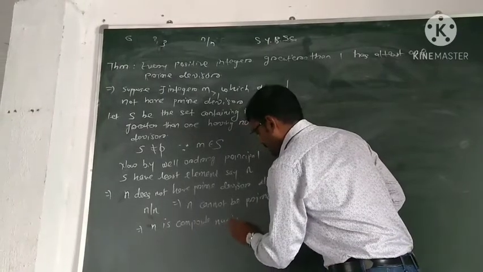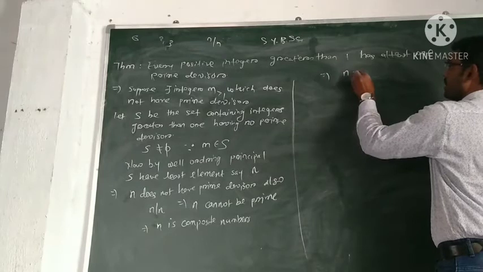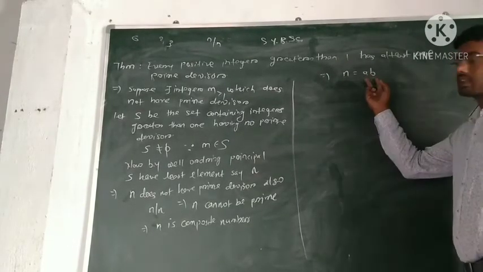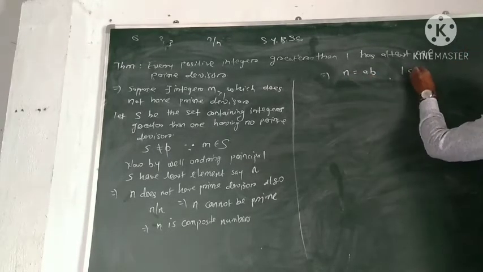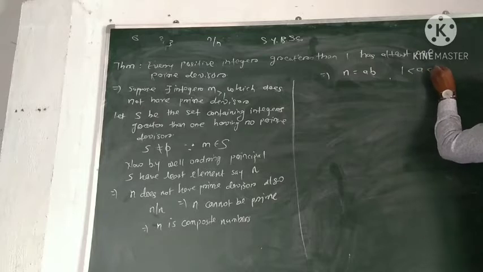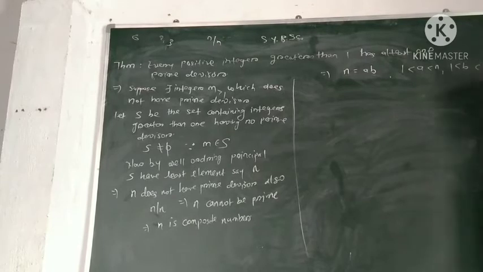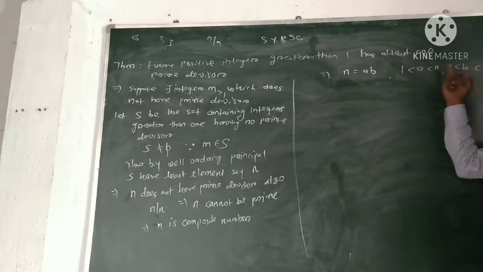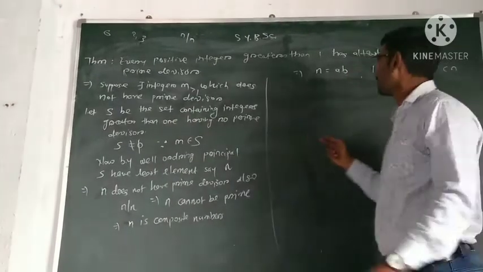N is a composite number. This means we can write n as a product of two integers a and b, such that a and b are less than n. So a is greater than 1 and less than n, and b is also greater than 1 and less than n. Now a is less than n, b is also less than n, and n is the least element in the set which doesn't have a prime divisor.